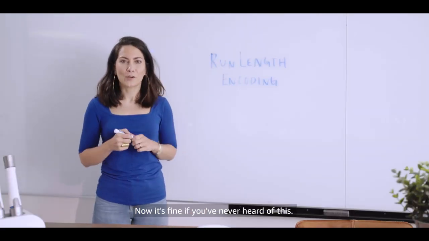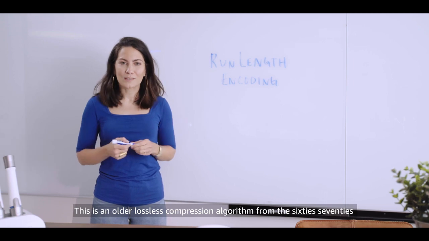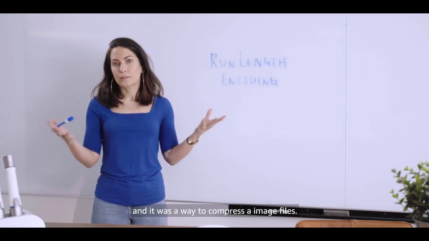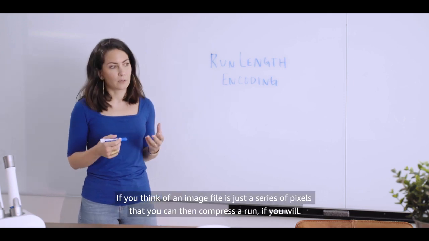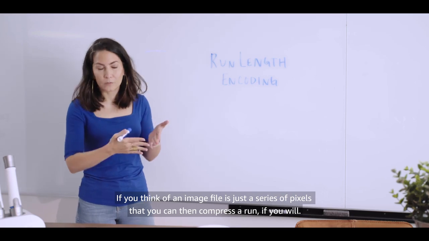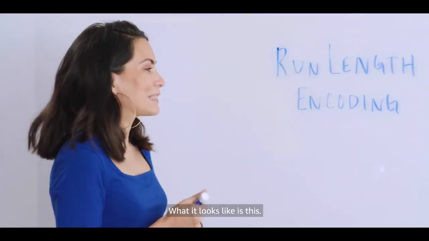Now, it's fine if you've never heard of this. This is an older lossless compression algorithm from the 60s, 70s, and it was a way to compress image files. If you think of an image file as just a series of pixels that you can then compress, or run, if you will. What it looks like is this.